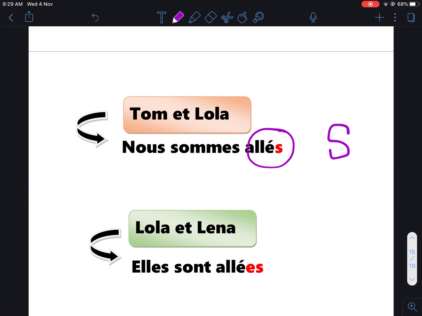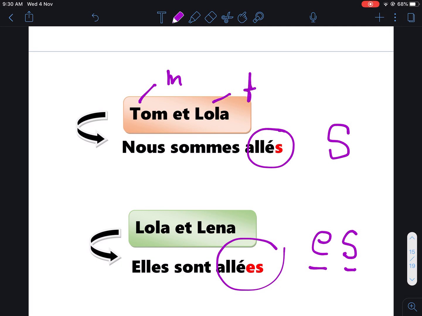But when the second pair, Lola and Lina, say, we went, we add the ending es. Why es? Because Lola and Lina are ladies, two girls. So when we have a subject in plural form and all ladies, we apply the ending e for all feminine, and s to show plurality, or more than one person. So we add e because Lola and Lina are girls, and s because it is plural. But here Tom is a guy and Lola is a girl, so you add s only. Now, let's recap this.